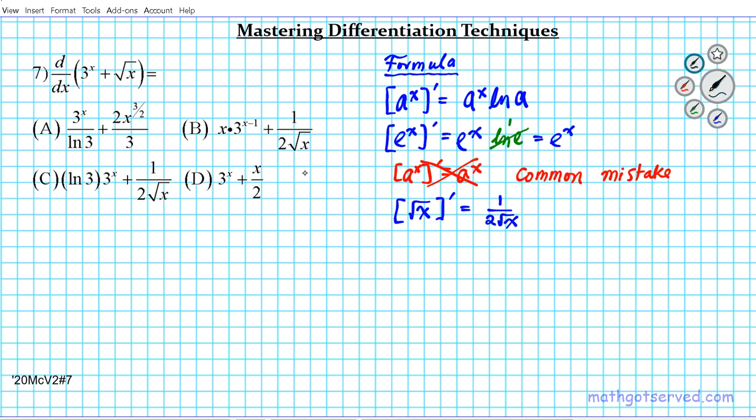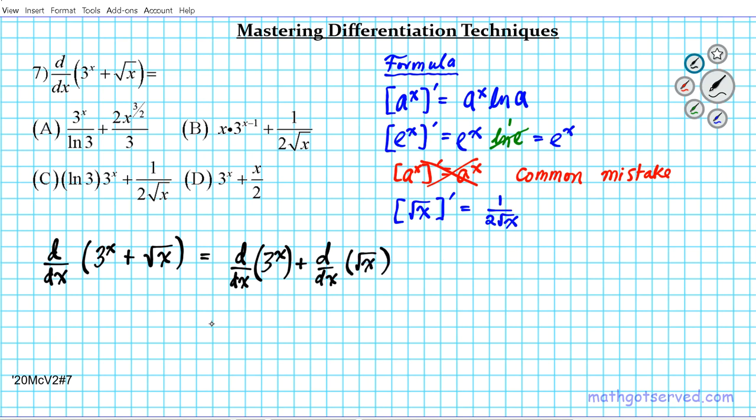All right, let's do this. So in this problem, we're looking for the derivative with respect to x of 3 to the x, the exponential function, plus your radical function root x. All right, so applying the sum and difference rules for derivatives, we're just going to differentiate them individually. Find the derivative of 3 to the x, and then add on the derivative of the square root of x.